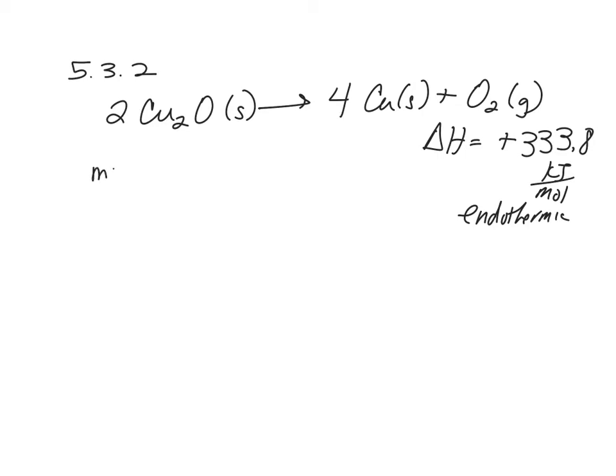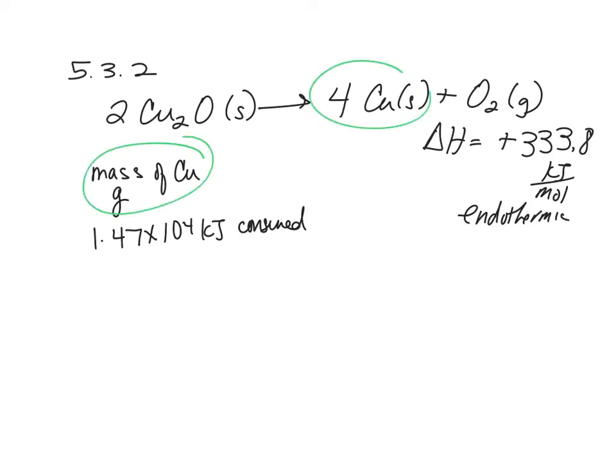Calculate the mass of, so we want grams of copper. Okay, calculate the mass of copper produced when 4.47 times 10 to the 4 kilojoules of energy is consumed. Okay, so the question is the mass of copper. So we want to figure out the grams of copper. And this is our given. This is our starting point. Now let's go ahead and get our conversion factor.